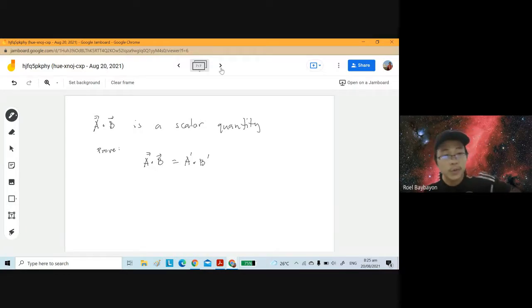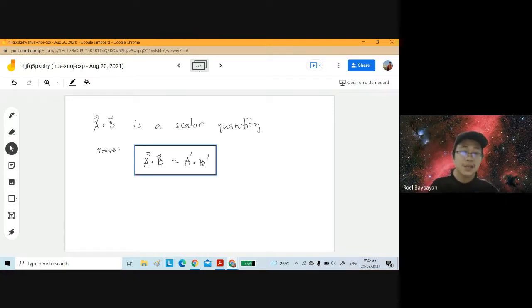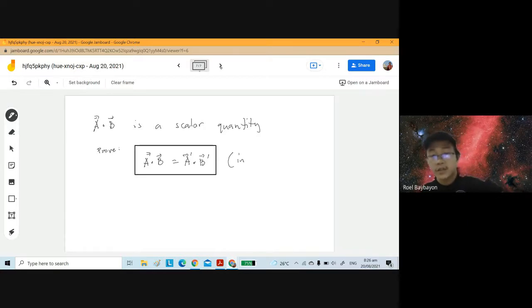So to prove that it is a scalar quantity, we must prove that A dot B must be equal to A prime, its transformation, dot B prime. Okay? So how will we prove that A dot B is equal to A prime dot B prime? So this is invariant. Invariant. It should not change. Okay. We have this. We know this one. Proof. Solution.